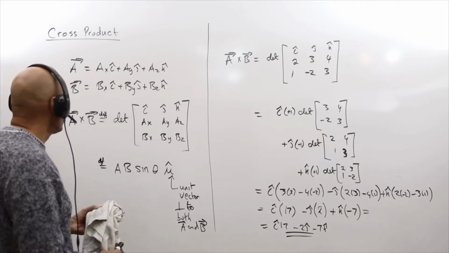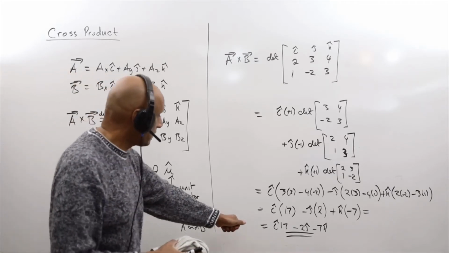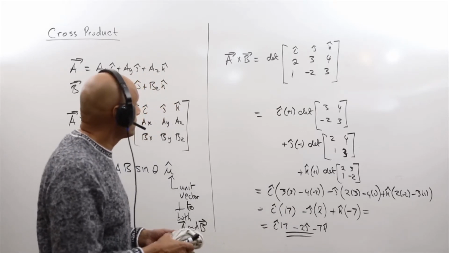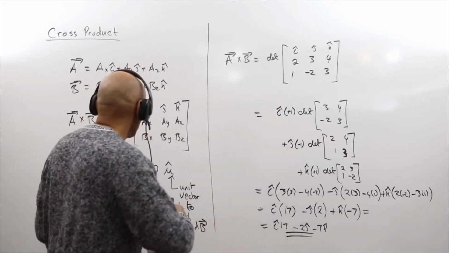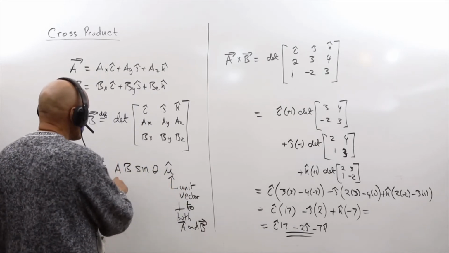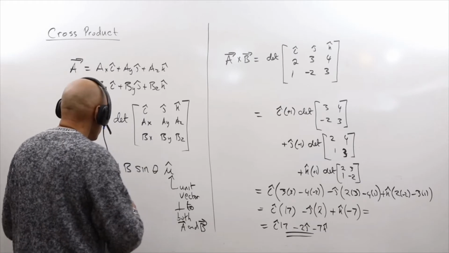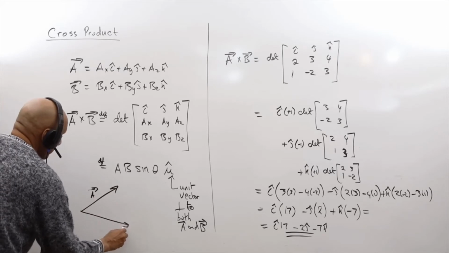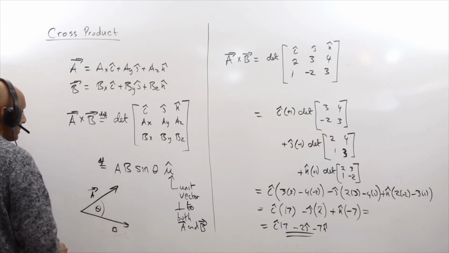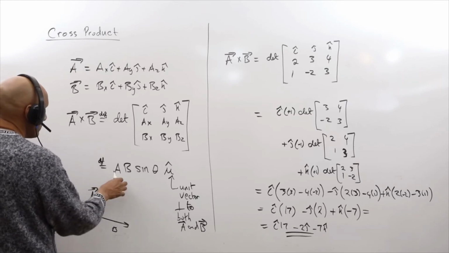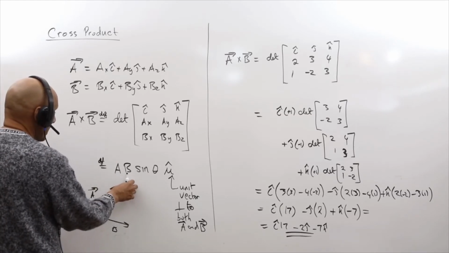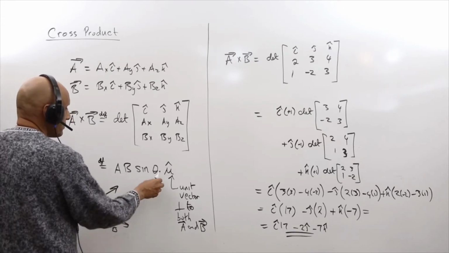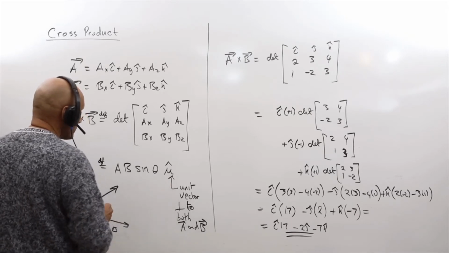Okay, so just to make sure, we're saying that this answer, 17i minus 2j minus 7k, is perpendicular to both A and B. So if you have a vector A and you have a vector B and there's an angle theta between them, then A cross B is equal to the magnitude of A, times the magnitude of B, times the sine of the angle between them, and times the unit vector that is perpendicular to both A and B.